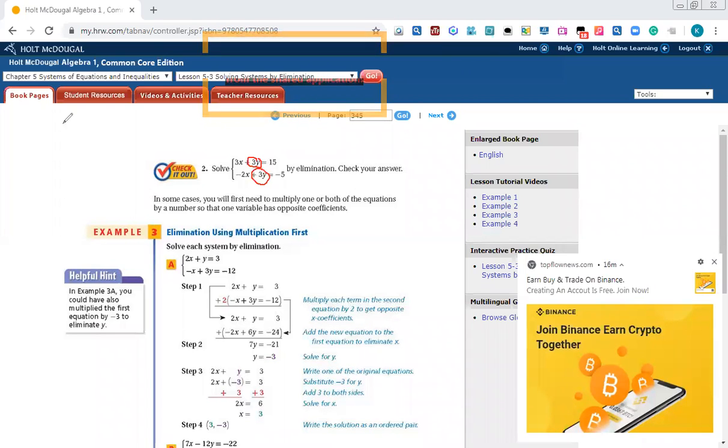So I will write the steps here. First of all, I said we have to subtract these two equations. So 3x plus 3y equals 15, minus, and open bracket, minus 2x. Always if you want to subtract, open bracket, okay? Minus 2x plus 3y equals minus 5, and then close the bracket.